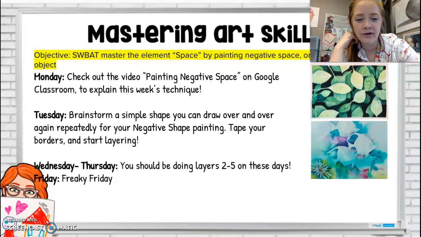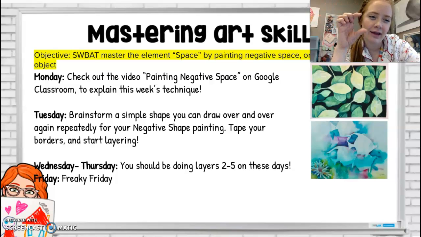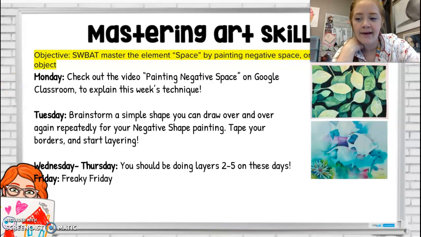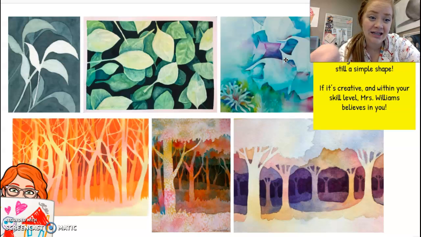And so Tuesday, you should have been choosing a simple shape that you can repeat over and over again and really focus on that background area rather than the actual object itself. For me, that was that tree. And then Wednesday and Thursday, but today you should be finishing layers 2 through 5. These are finished examples of what it could look like at the end.